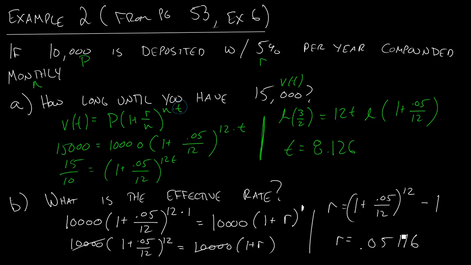0.05116. So close to 0.05, but a little bit bigger, which is what we'd expect, because we see that those annual accounts make less than the accounts where we compound monthly, meaning that to get the same thing out of an annual account, I'd need a higher rate.